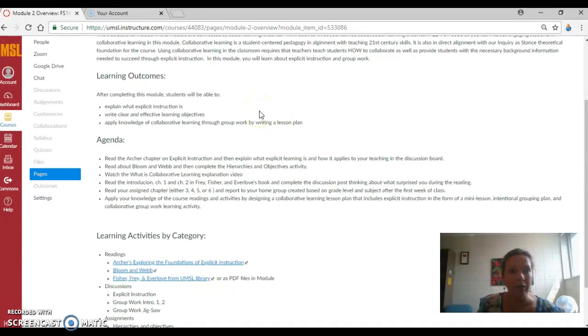Here are our outcomes: explain what explicit instruction is, write clear and effective learning objectives, and apply knowledge of collaborative learning through group work by writing a lesson plan. Every module from here on out is going to culminate in you writing a lesson plan demonstrating your understanding of the models that we talked about.